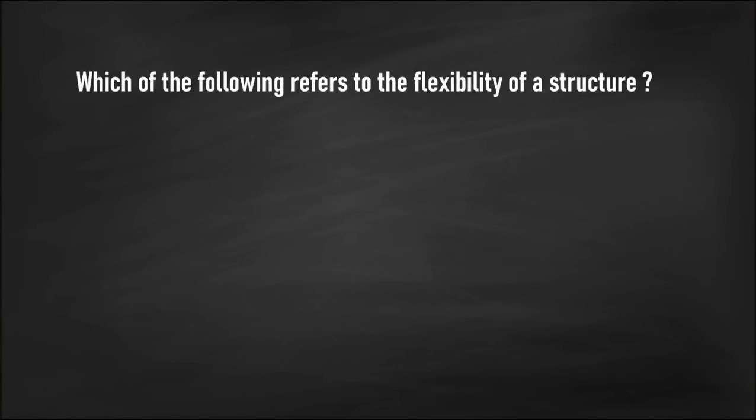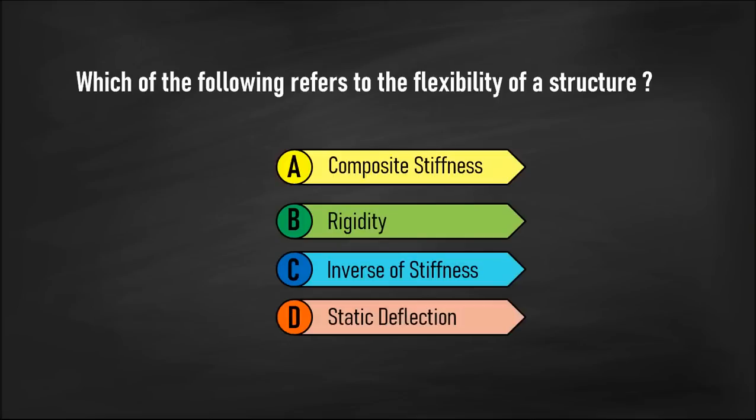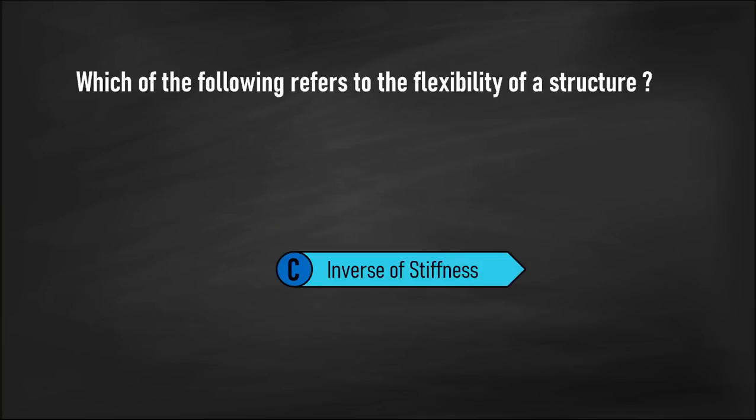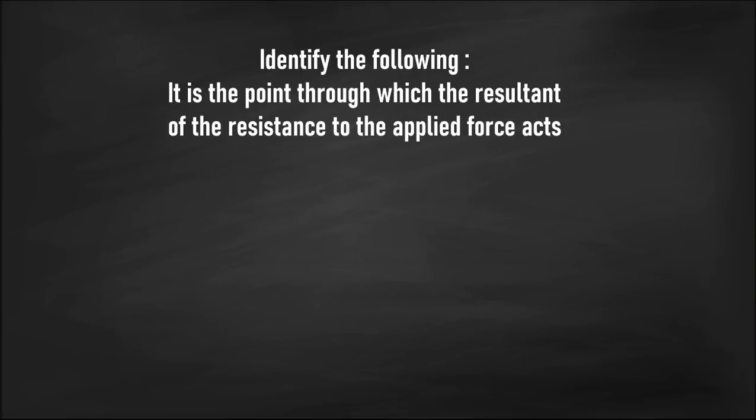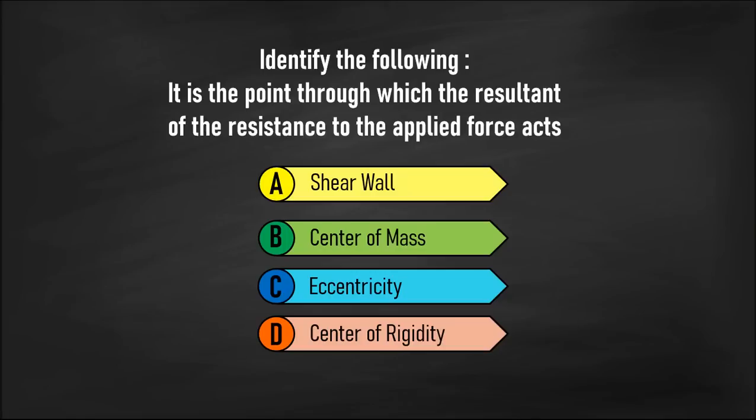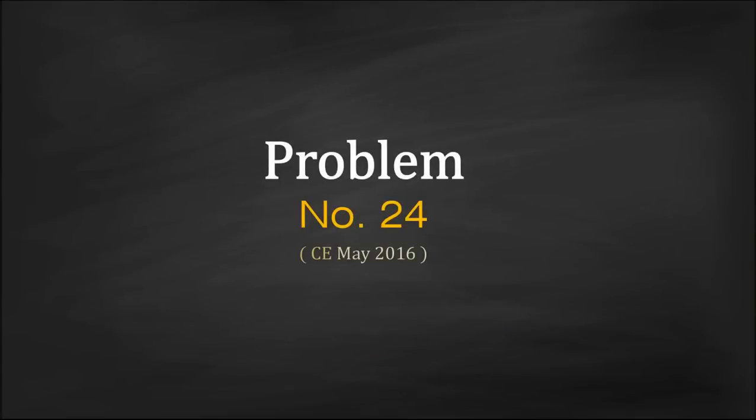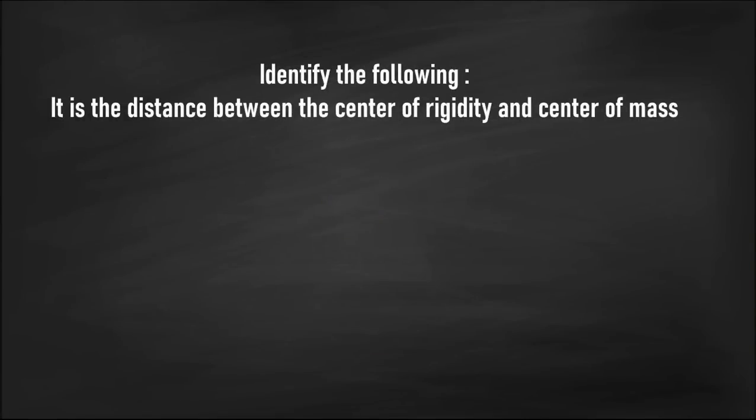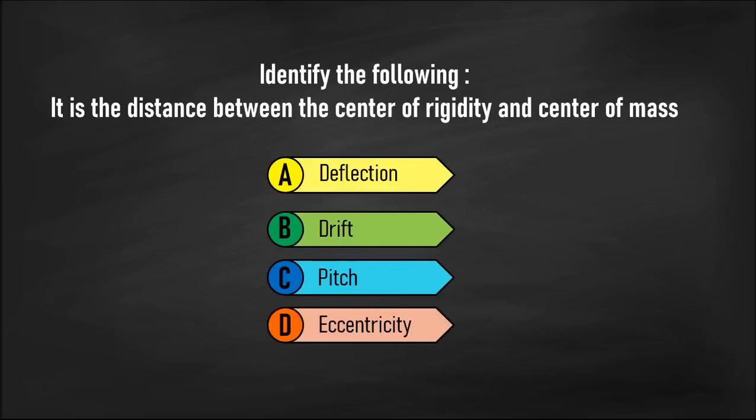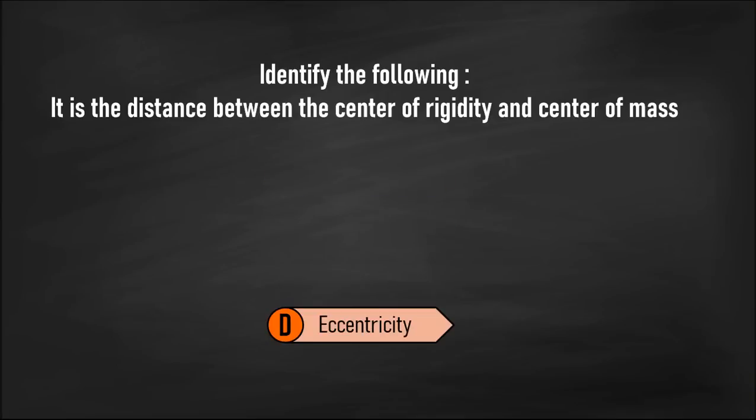Which of the following refers to the flexibility of a structure? Inverse of stiffness. Identify the following: it is the point through which the resultant of the resistance to the applied force acts. Identify the following: it is the distance between the center of rigidity and center of mass. Eccentricity.